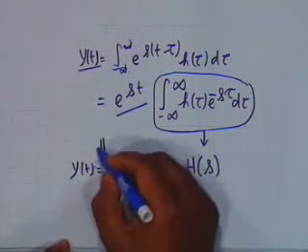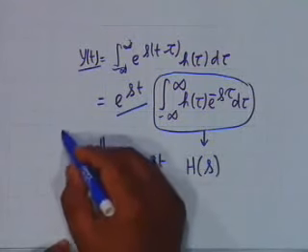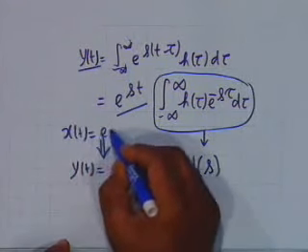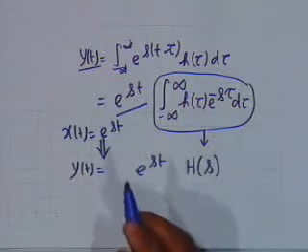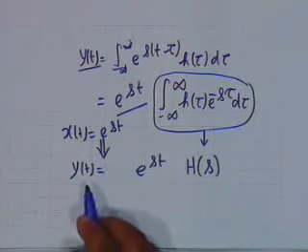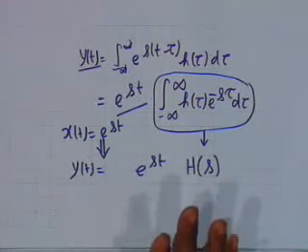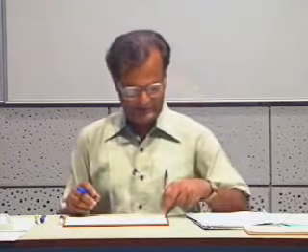And what is this response due to? My x of t was equal to e to the st. We therefore prove that if x of t is the elementary signal e to the st, then y of t is of the same form e to the st, except that there is a multiplicative constant which is h of s. Now e to the st is not a solitary function of this kind.